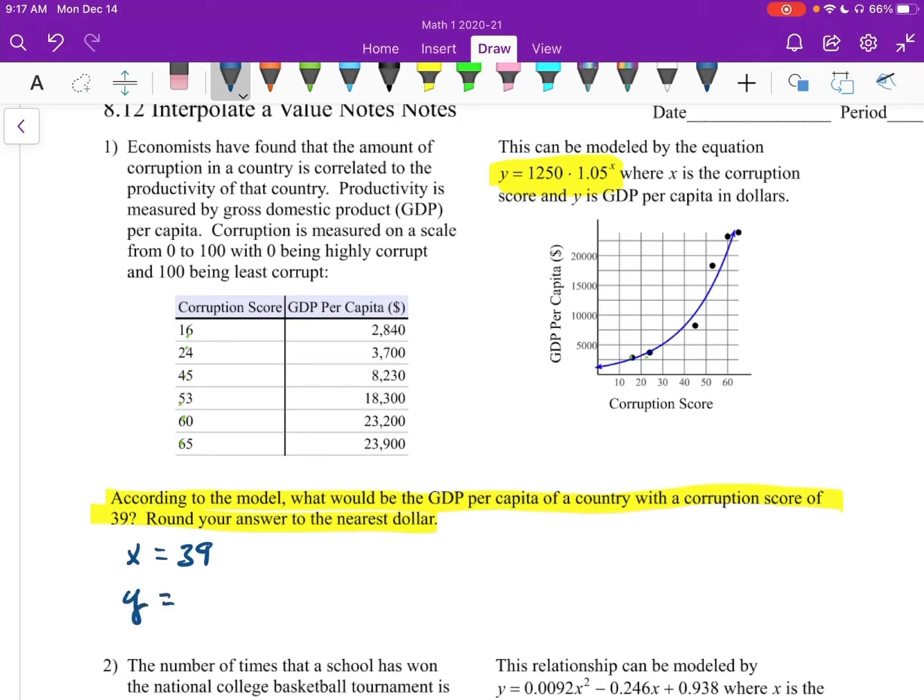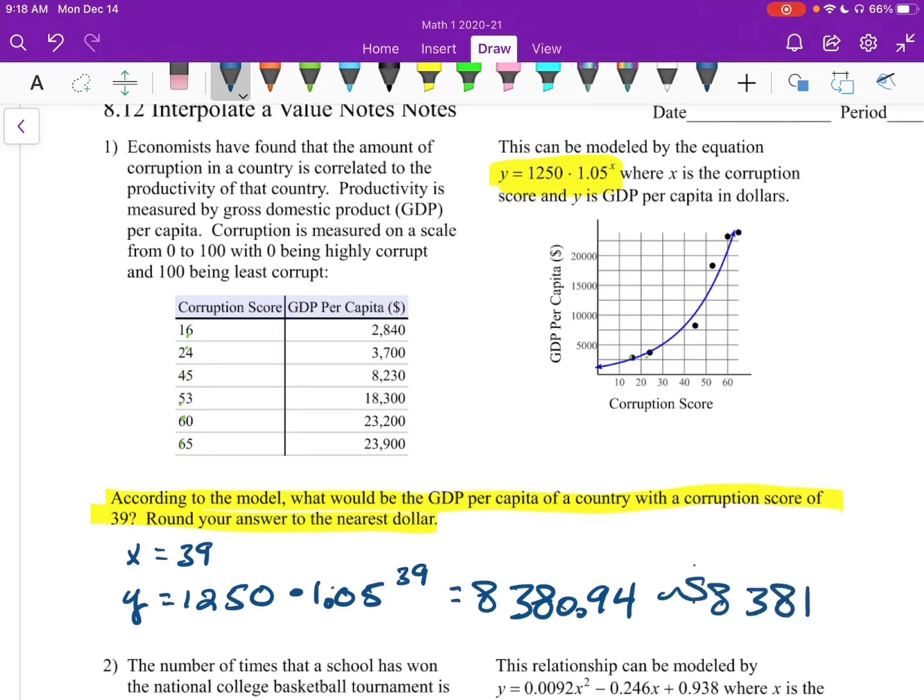So y equals 1250 times 1.05 to the 39th. Whenever I type that in my calculator, I say 1250 times 1.05, caret, or the exponent button, 39, and I get 8380.94. It says round to the nearest dollar, so this is going to be 8381. And we're talking about dollars.